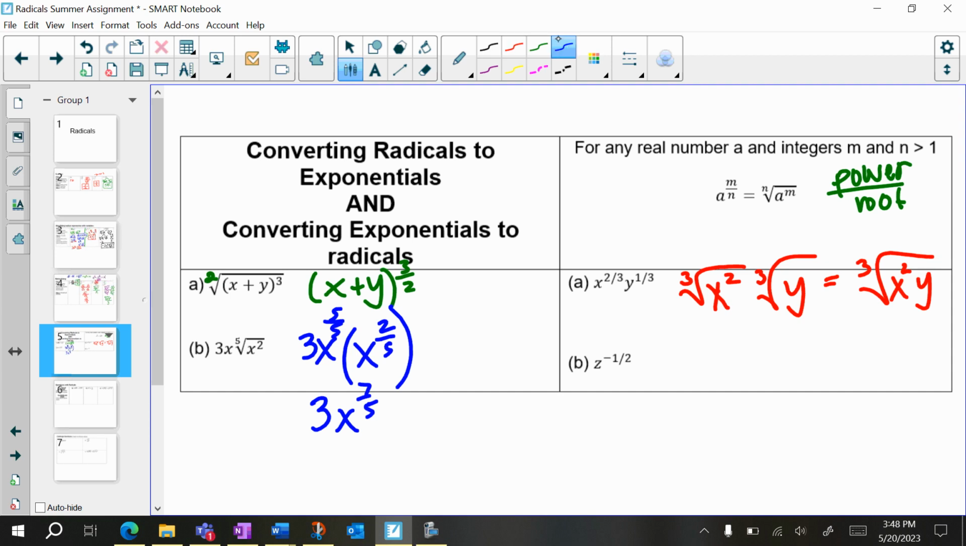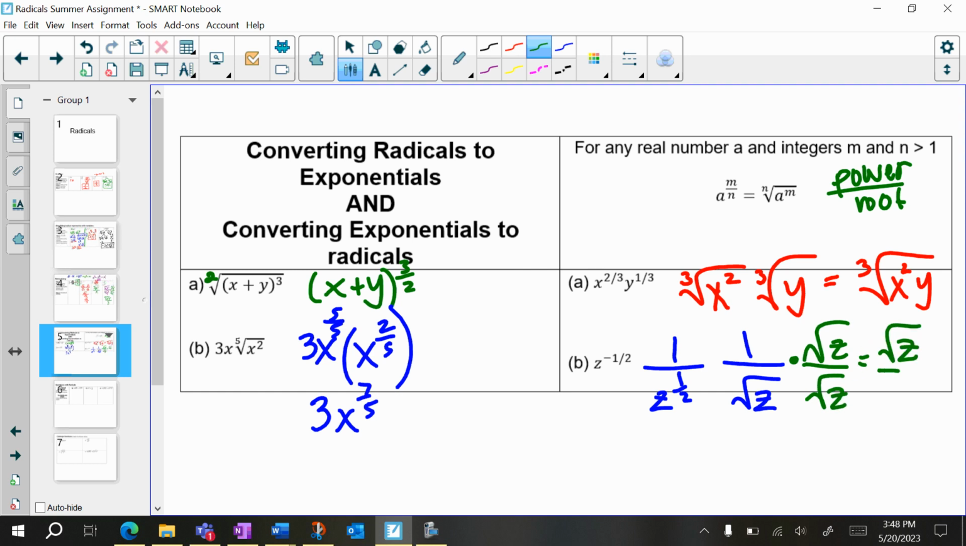Then next, I have z to the negative 1/2. Remember, when you have a negative exponent, it goes to the denominator. So I really have 1 over z to the 1/2, which is really 1 over radical z. But again, I want to rationalize this because I don't want a radical in my denominator. Multiply by radical z over radical z. I'm left with radical z over z.